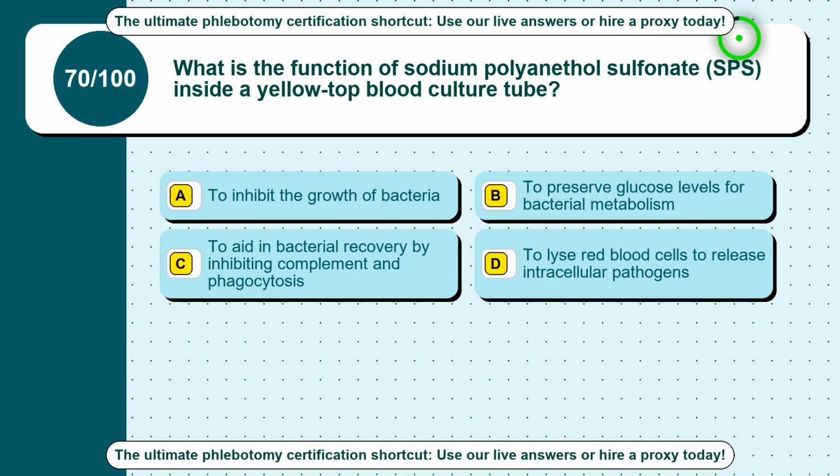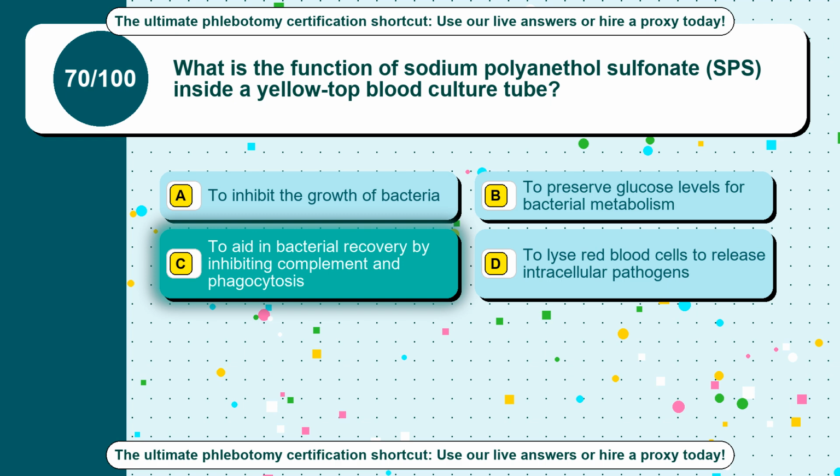Question 70. What is the function of sodium polyanethol sulfonate, SPS, inside a yellow top blood culture tube? Option A, to inhibit the growth of bacteria. Option B, to preserve glucose levels for bacterial metabolism. Option C, to aid in bacterial recovery by inhibiting complement and phagocytosis. Option D, to lyse red blood cells to release intracellular pathogens. The correct answer is option C, to aid in bacterial recovery by inhibiting complement and phagocytosis.